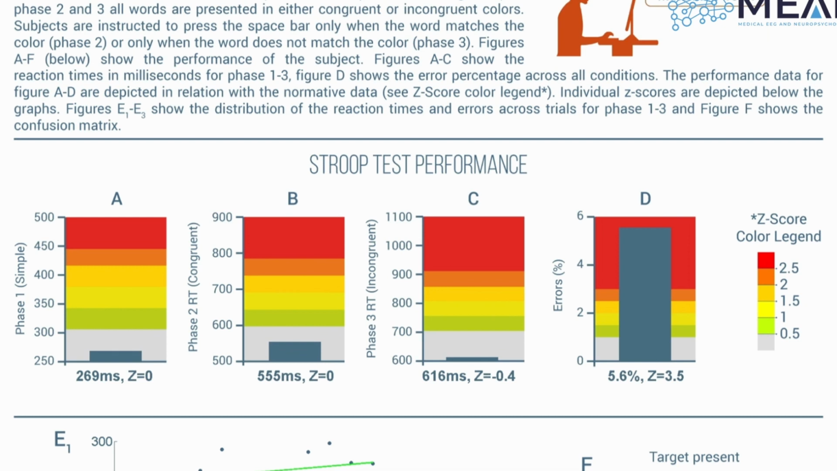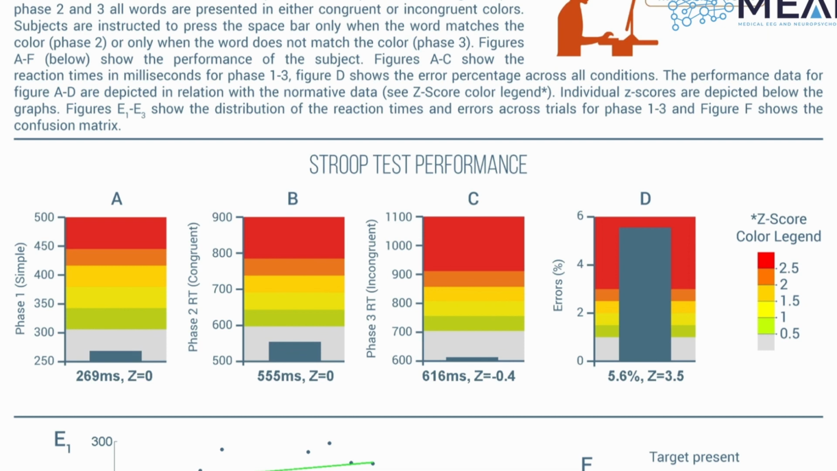Figure B shows the average reaction time for Phase 2, where subjects needed to press a button when the color word matched the ink color. Figure C shows the average reaction time for Phase 3, where subjects needed to press a button when the color word did not match the ink color. Finally, Figure D shows the average error percentage across all phases.